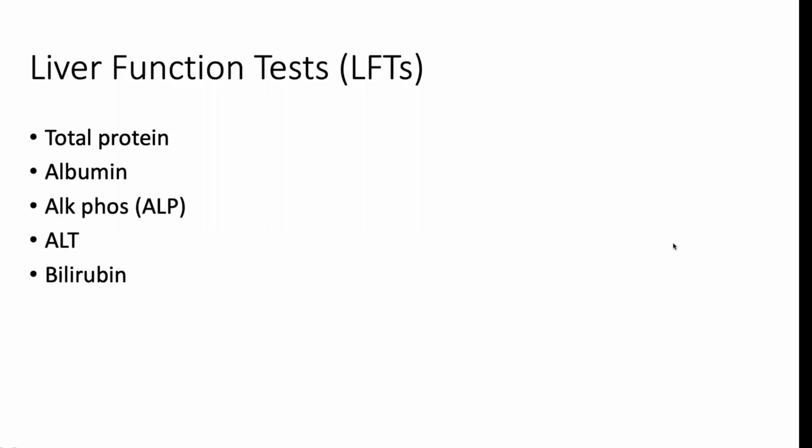Okay, so it's quite close between A and C. So the correct answer to that is C. So a typical liver panel includes the following. So total protein, albumin, alkaline phosphatase, ALT, and bilirubin. Now, just close that. So the correct answer is C.